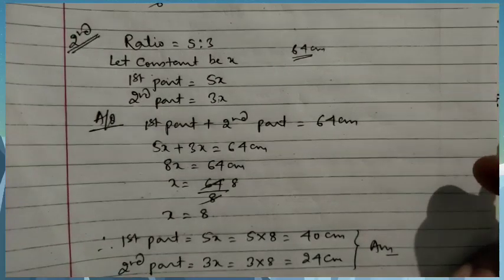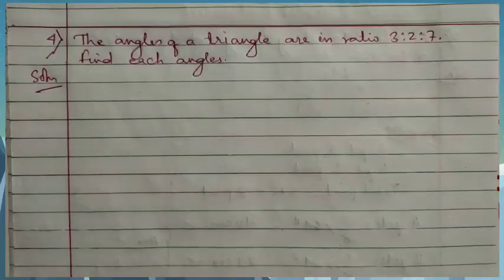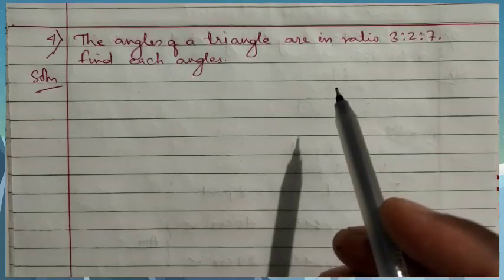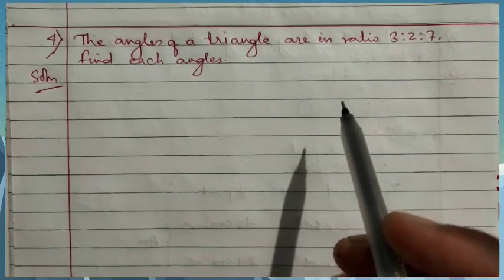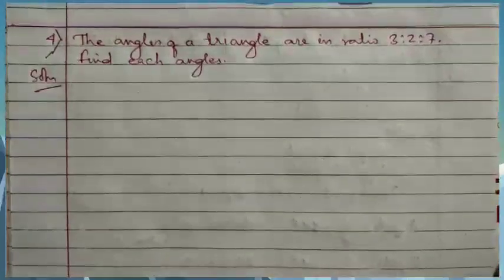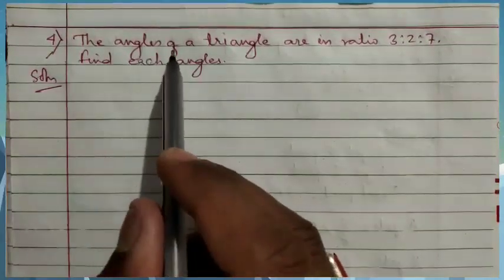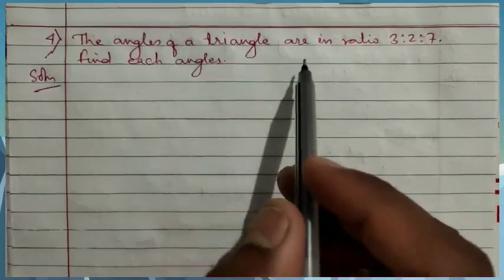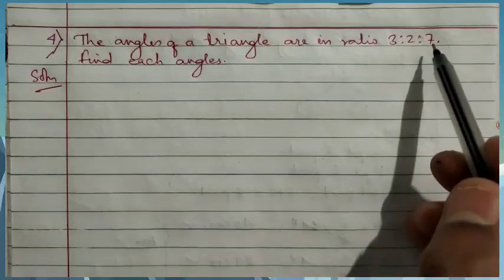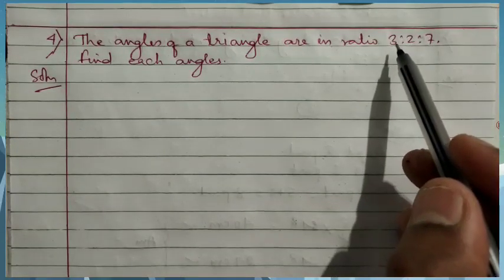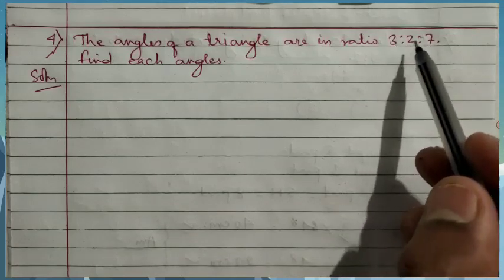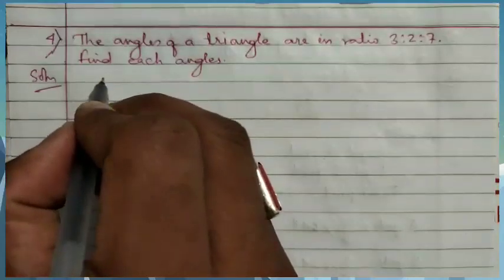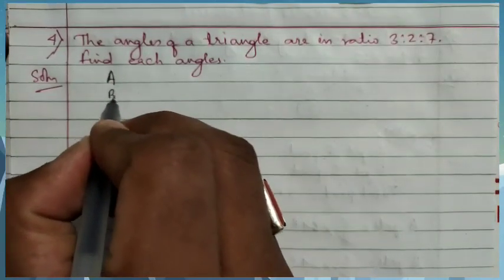Now let us see our next question. Next we are going to solve question number 4. Question number 3 was same to same. You can solve it by the method of question number 2. Now question number 4 is saying the angles of a triangle. As we know, a triangle has 3 angles. The angles of a triangle are in ratio 3:2:7. Because a triangle has 3 angles, that's why 3 ratios are given: 3:2:7. Find each angle. Let us name them A, B and C.